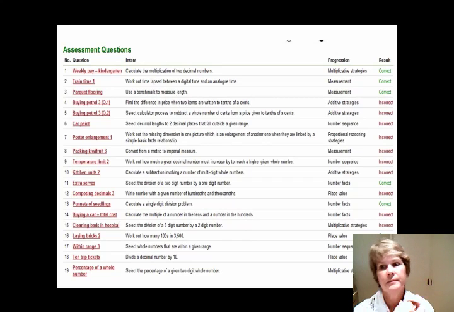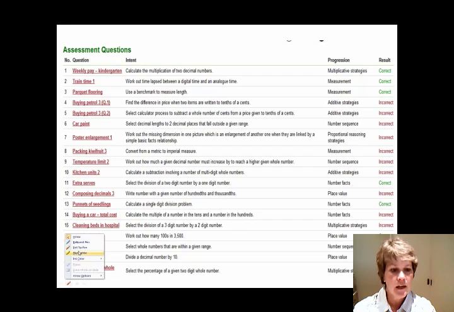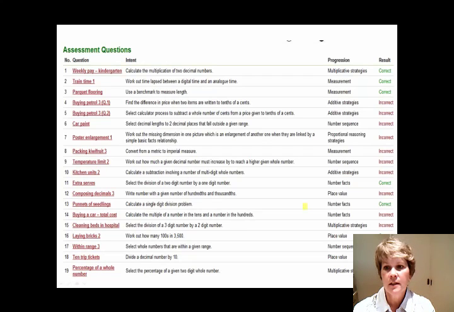So I'll go through here and look for the three number knowledge progressions: number sequence, number facts, and place value. So I'm looking for any questions that were around those progressions. The first one I come to is number sequence. The learner got that one wrong, and that was about decimal lengths to 2 decimal places. Okay, so we got that one wrong.